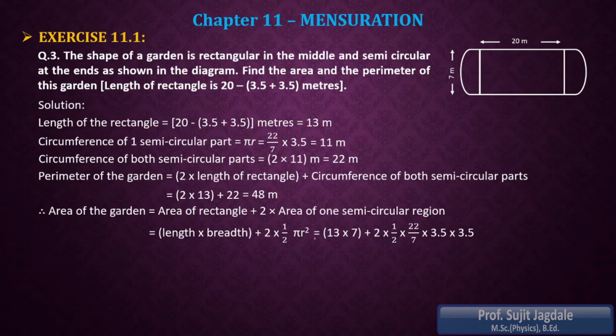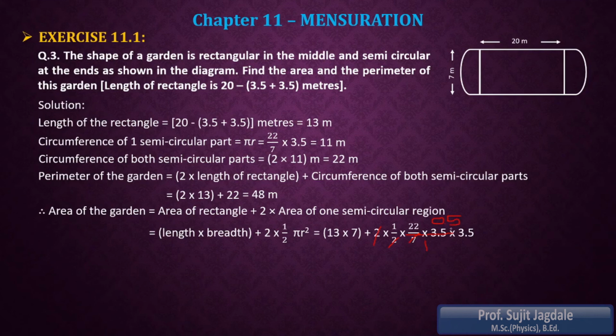So put down the values. 13 into 7, because the breadth of that rectangle is nothing but the diameter, so 7. Then plus 2 into 1/2 into 22 upon 7, which is the value of pi. Then 3.5 is repeated twice because the square is there: 3.5 into 3.5. So these 2 will be cancelled. Then 7 1s are 7, 7 5s are 35, so it will become 0.5.